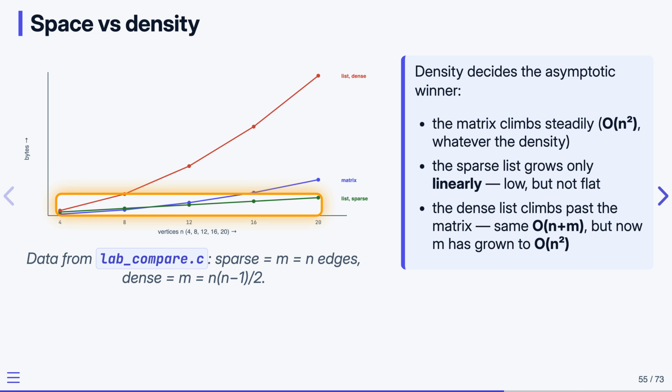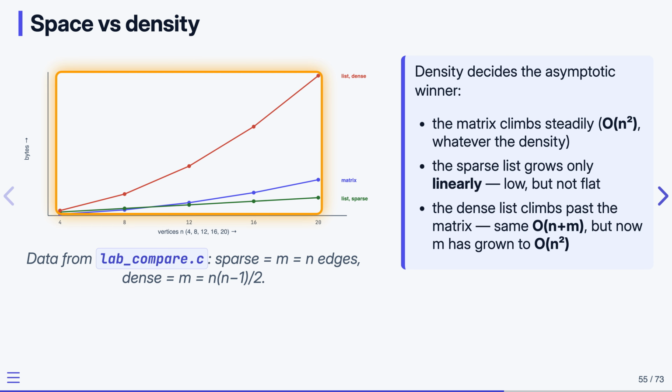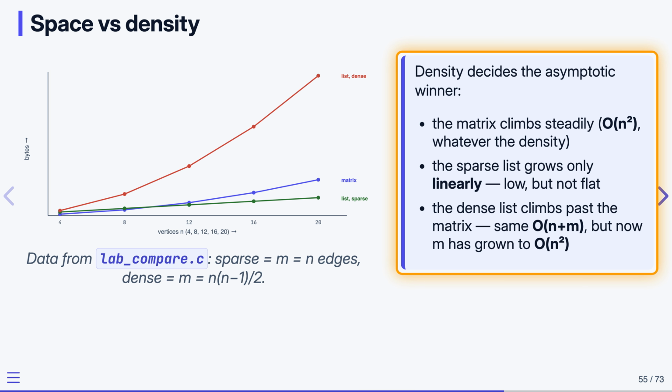The green line is a sparse list, where the number of edges is about the same as the number of vertices. It grows linearly and stays comparatively low. The red line is a dense list, where almost every pair of vertices is connected. It climbs right past the matrix. So density decides the asymptotic winner. The matrix cost never changes. The list is cheap when sparse, but expensive when dense, because then m itself grows to O(n squared).